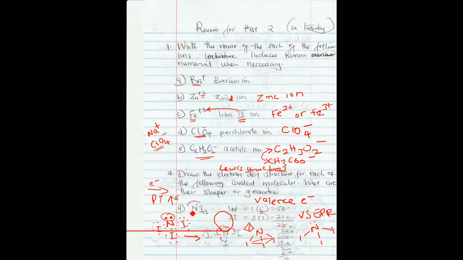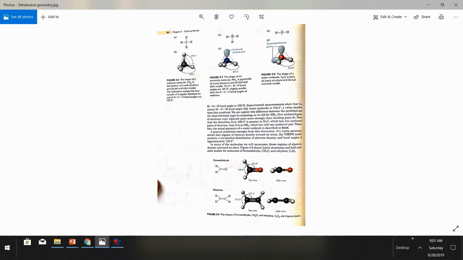So this molecule, similar to ammonia, has a trigonal pyramidal shape. Trigonal because down here you have a triangle. So it's trigonal pyramidal shape geometry. Okay. Just review on page 84. You see all those shapes.